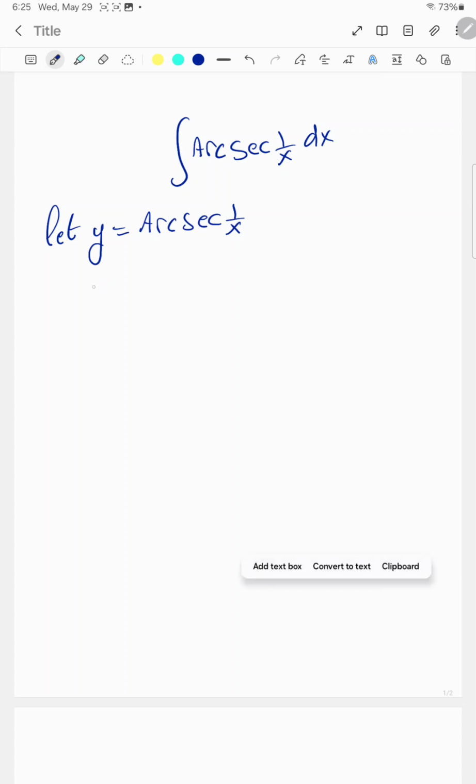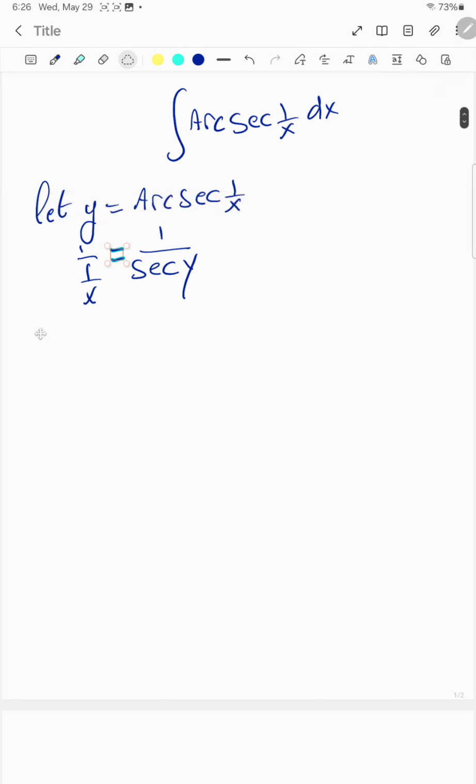So I know 1/x is equal to secant of y. This is one of the trigonometric formulas that we learned before. Now if I divide the left-hand side by 1/x and the right-hand side by sec y, the equality remains intact. On the left-hand side, 1 divided by 1/x is equal to x. So x equals 1 divided by sec y. But 1 divided by sec is cos. So x is equal to cos of y.